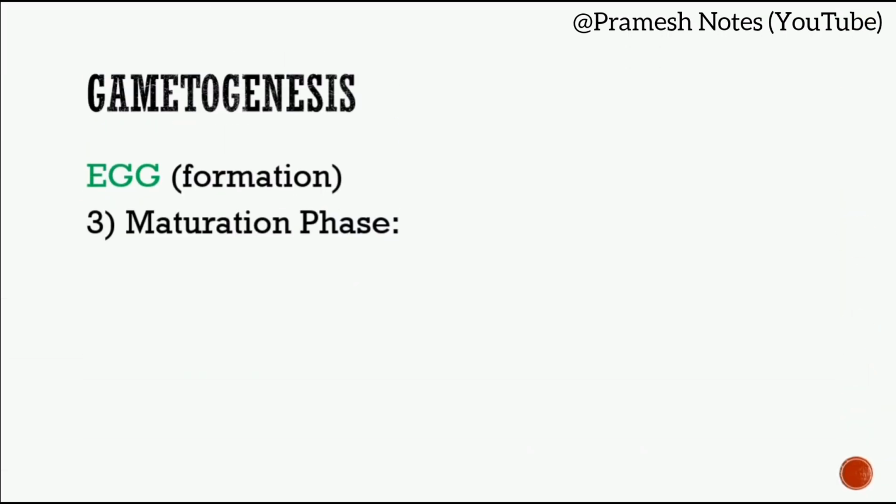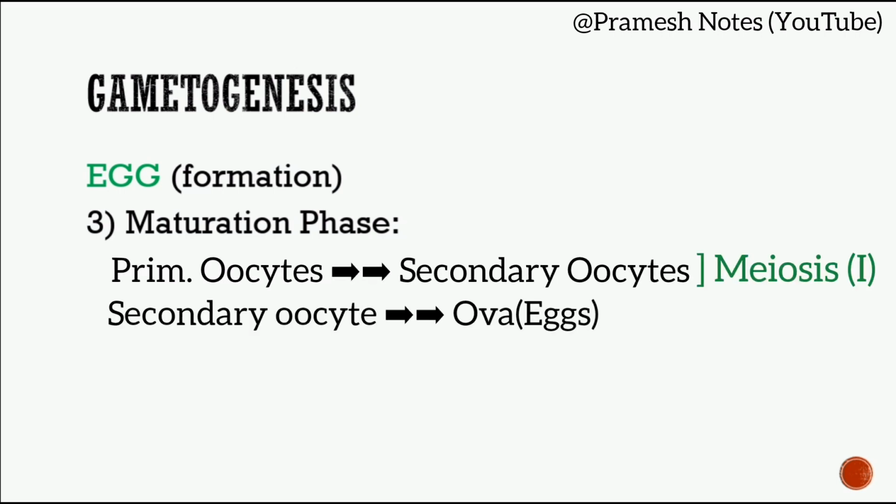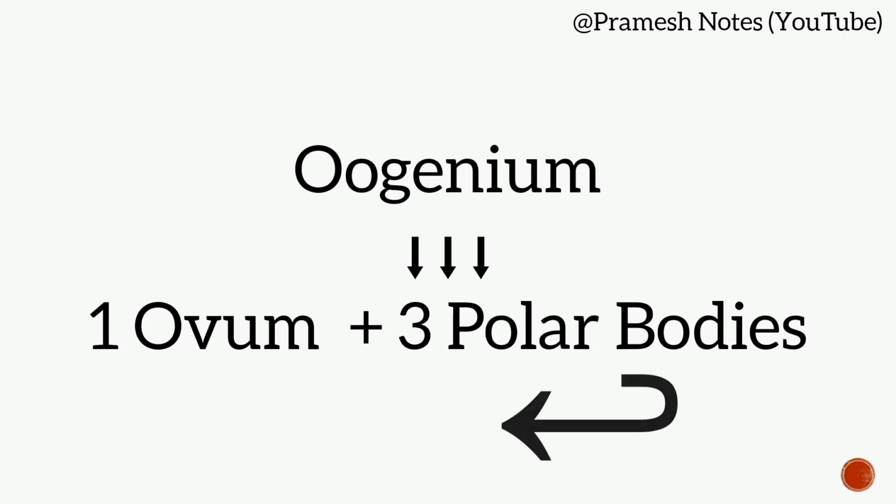In the maturation phase, the primary oocyte is converted into a secondary oocyte through meiosis I cell division, and the secondary oocyte is converted into an ovum or egg through meiosis II cell division. In conclusion, from one oogonium, one ovum and three polar bodies are generated. Polar bodies don't reproduce and so degenerate quickly. Once the ovum is formed, it waits for the fertilization process and the sperm to enter.